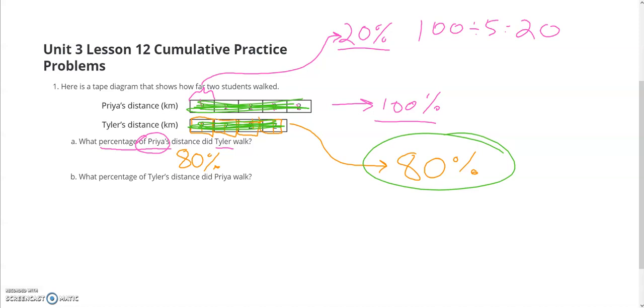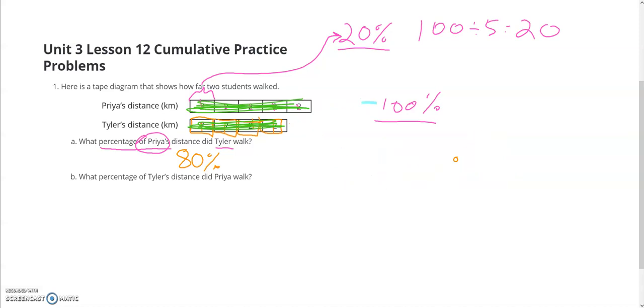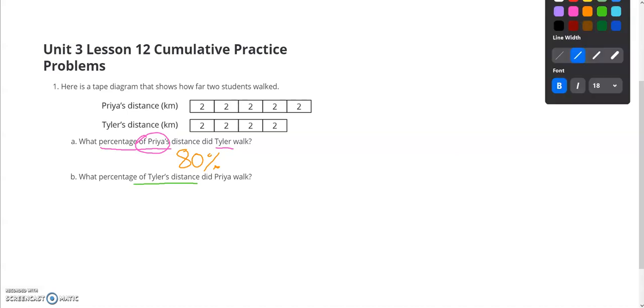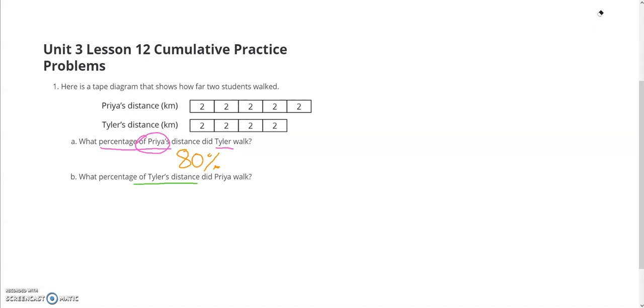Okay, now we're looking at the next one. I'm going to make us some space. We're looking at the next one. The next one is different. The language is very important. What percentage of Tyler's distance did Priya walk? So we're looking at a different question. It says of Tyler's distance.